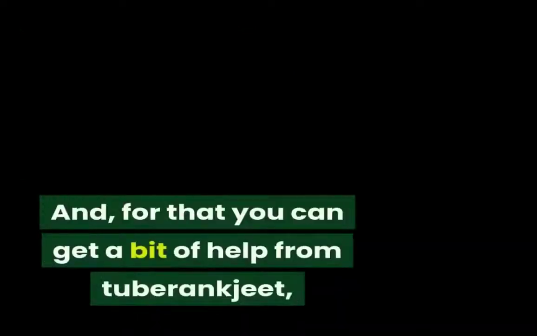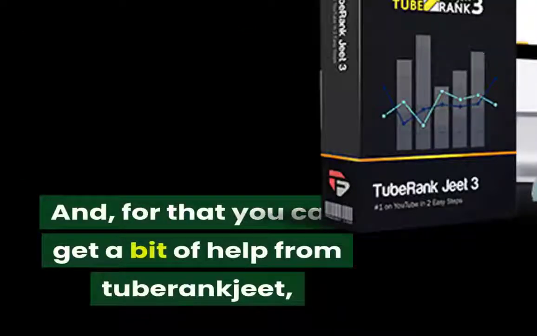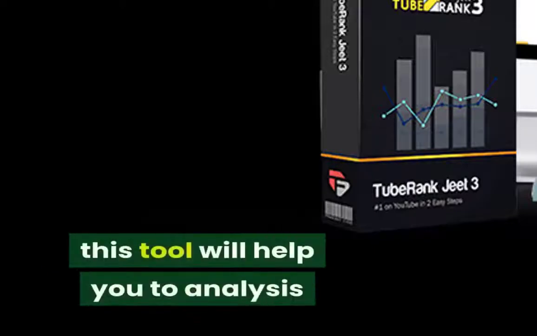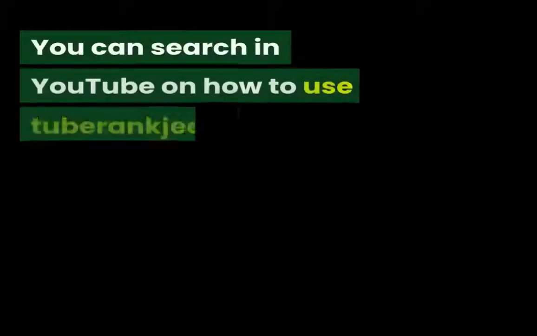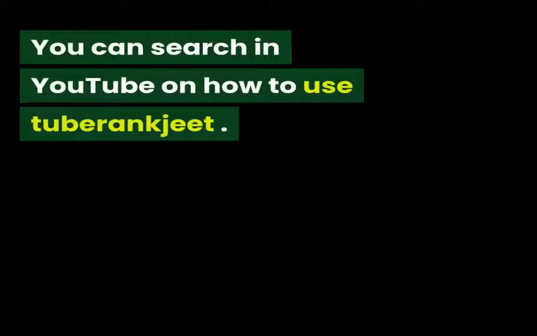Second, make your title SEO friendly. For that you can get a bit of help from TubeRankGeet. This tool will help you analyze your video against top ranking videos. So, if you are able to score almost 80 to 90, you will rank higher. You can search on YouTube on how to use TubeRankGeet. There are a lot of tutorials there, but if you still need help and want my own research video on this topic, then comment below. I will cover this for you guys.